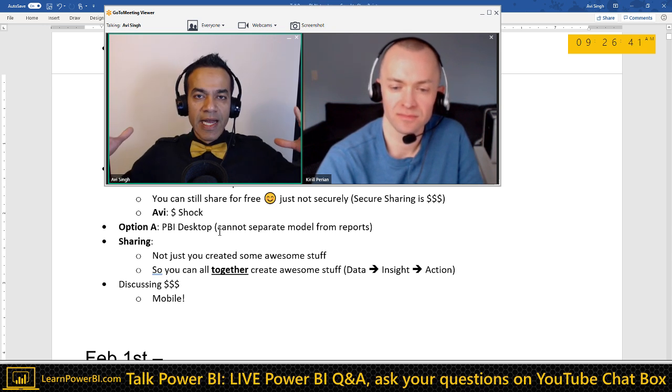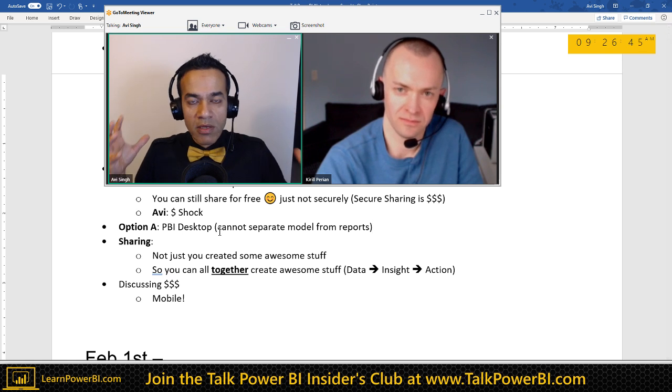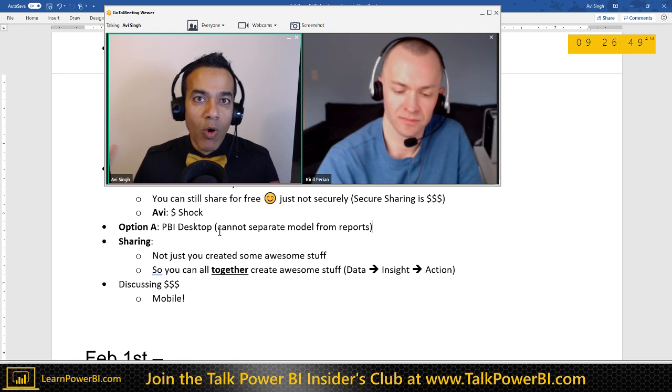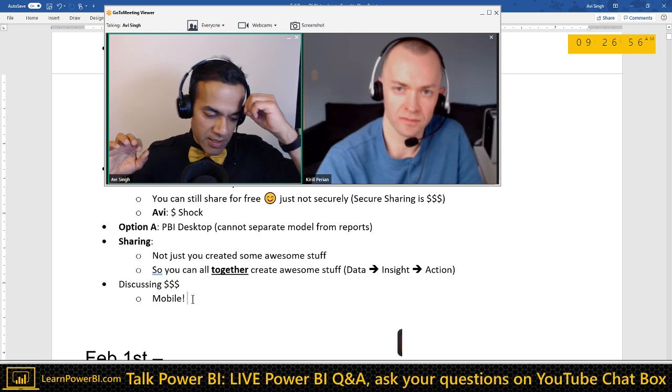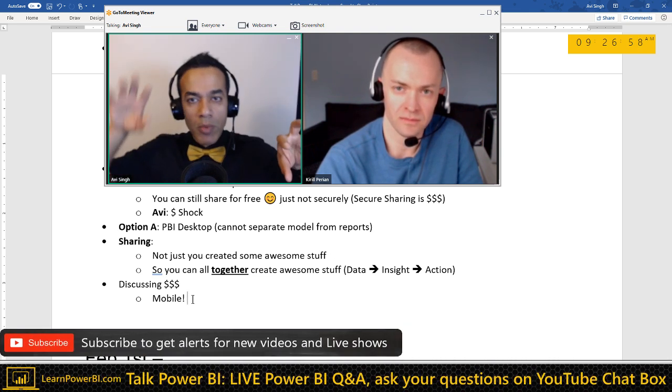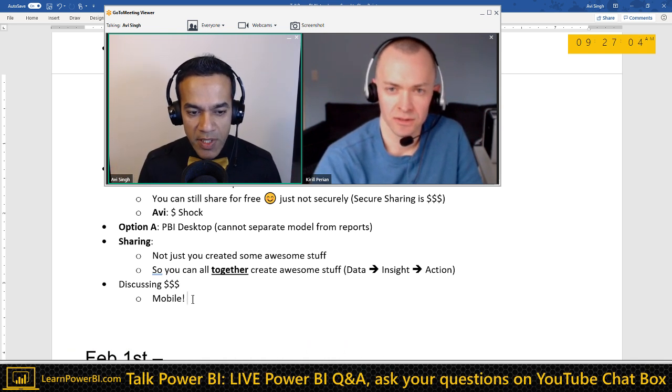Your PBIX has the reports and the model, and it grows over time and gets unwieldy, and now it's like a 10 meg, 50 meg file, and it's just kind of clumsy. So online just lets you separate the model, so you can have this centralized version of truth, and you can have multiple reports. And of course that's when you also get choice of visualization tools. You can connect Excel tools, so there's a lot of power there.